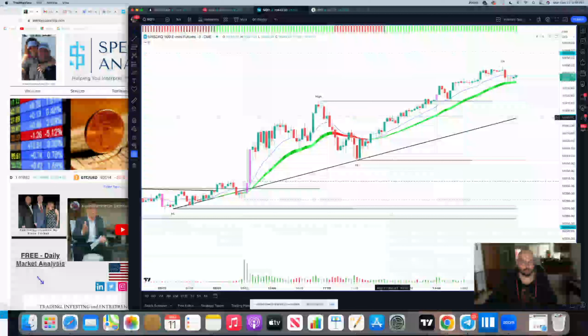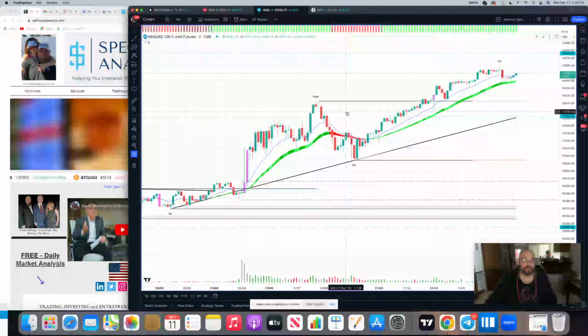So after getting that, what am I looking for? I'm looking for this area right here. Okay. I don't want to just blatantly buy because we closed above a daily pivot. I don't want to blatantly buy because we closed above a prior high. I want to prove an area of low risk.